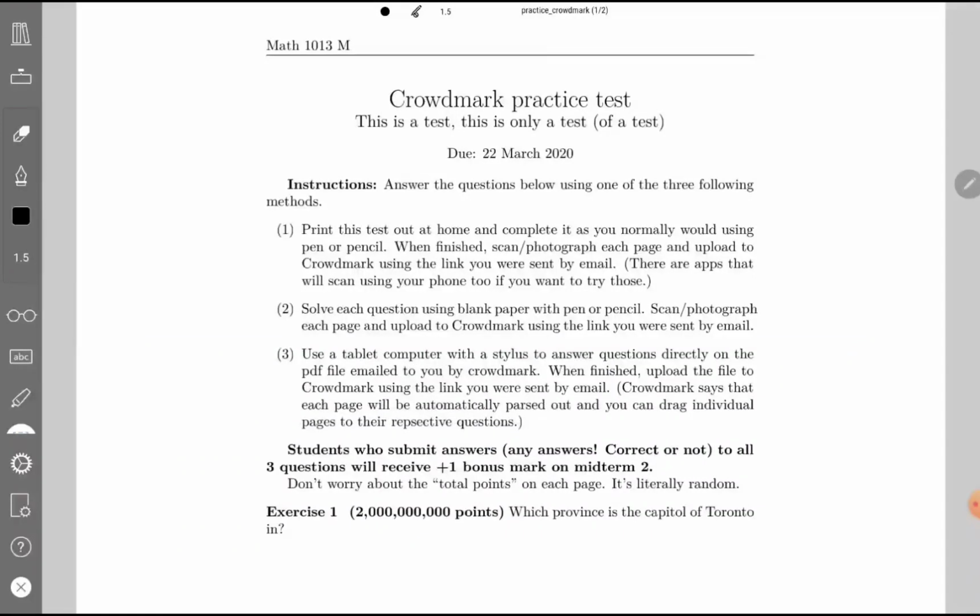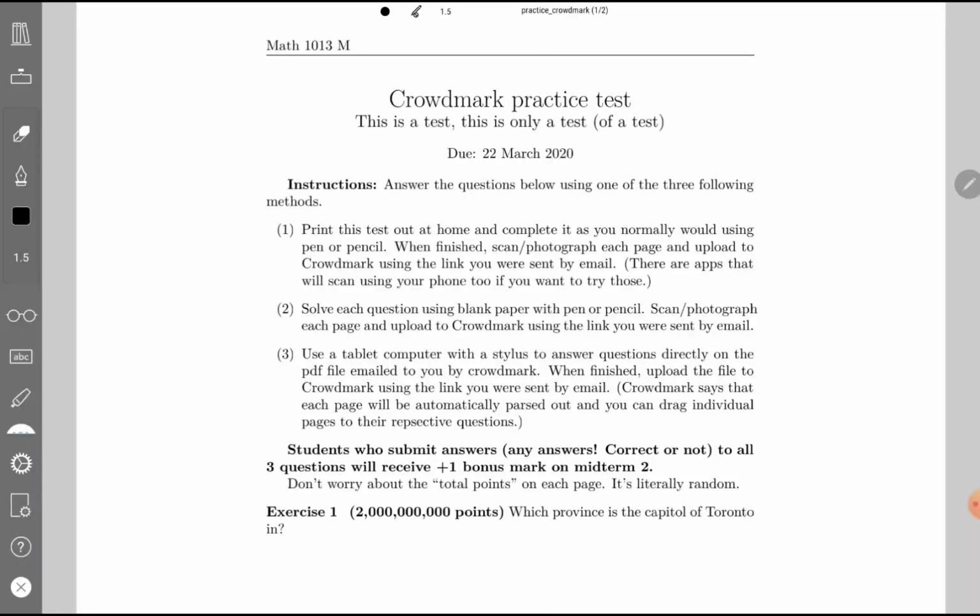What I want you to do is one of these three options. Either print it out if you have a printer, fill in all the parts, and send it back through CrowdMark. Or you can just do it on normal paper. You don't even have to copy the questions. You just say number 1, here's the answer, number 2, here's the answer, etc.